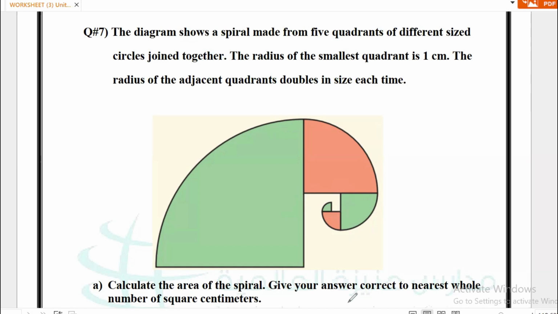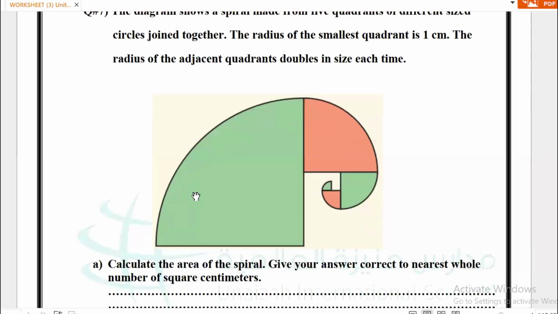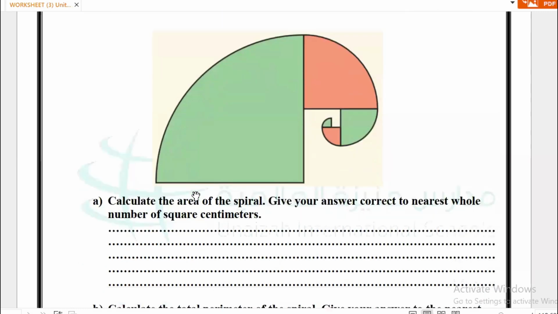So calculate the area of the spiral, give your answer correct to the nearest whole number. If we check the area first, how do we find the quadrant area? We must know the formula. Remember, the area of a circle equals pi r squared, and the area of a semicircle is equal to pi r squared over 2. So the area of a quadrant, which is the fourth part of a circle, is pi r squared over 4. So that will work for us.